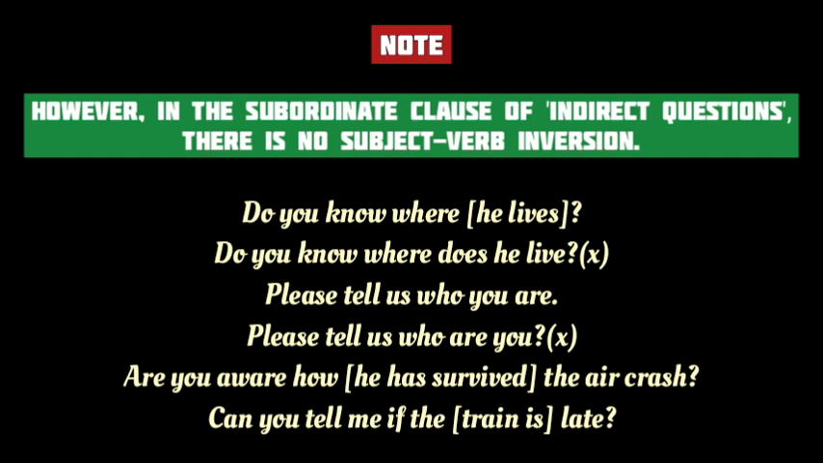Naturally, the auxiliary verb has come after the subject he, and there is no inversion here. In the next example, the auxiliary is has come after the subject train because this is also an indirect question. We learn that an indirect question is a polite way of asking something, and it comes after the main clause in the sentence and has no subject-verb inversion.